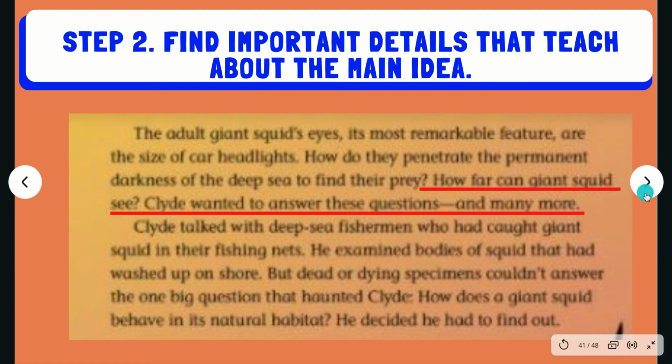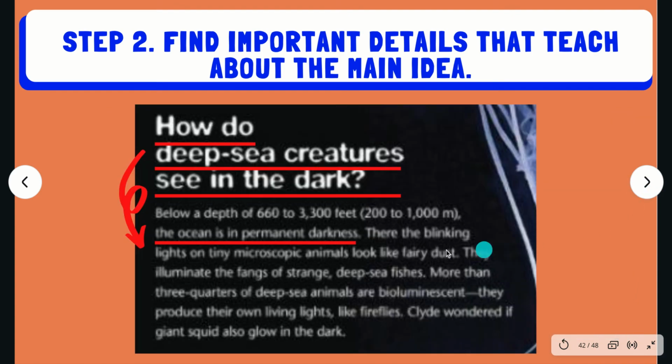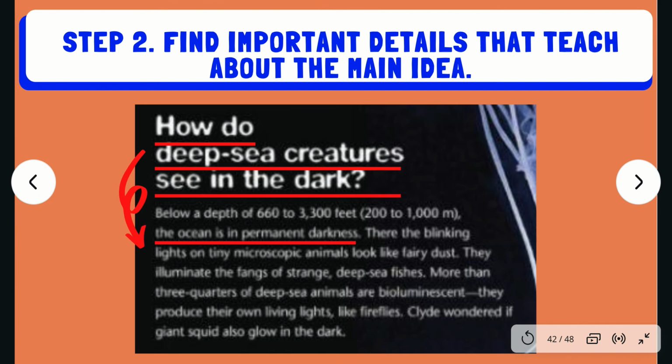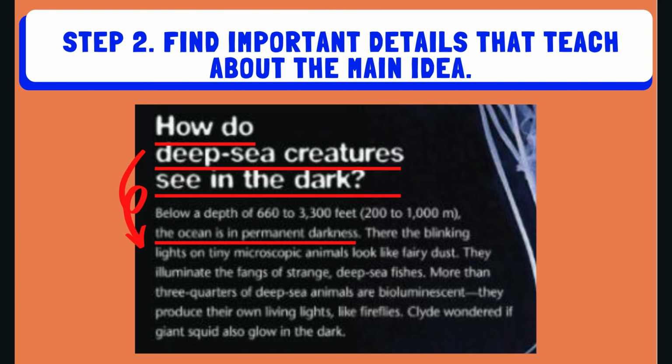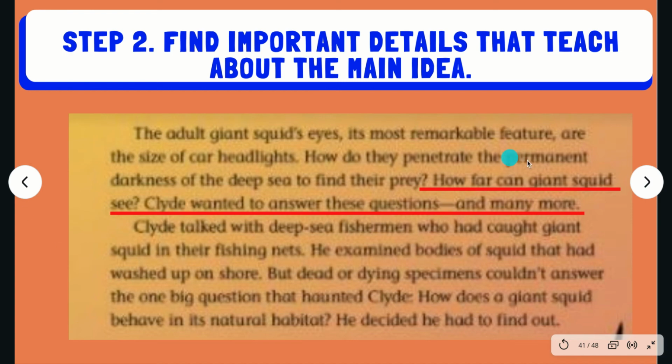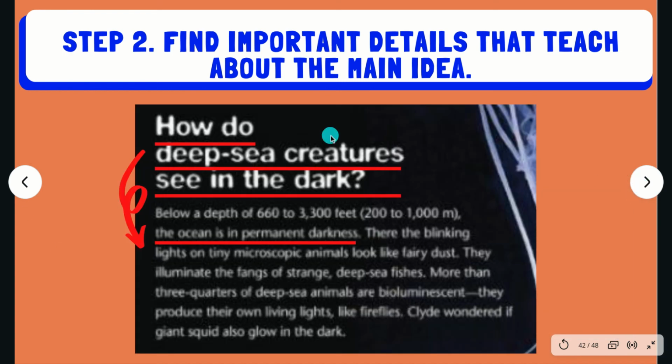Now, another key detail that teaches us about the main idea is that the ocean is permanently dark where giant squid live. We see that on page 25 when it asks us, how do deep sea creatures see in the dark? And then it tells us here that the ocean is in permanent darkness. Remember that one of the other questions from this key detail was how far giant squid can see. So both of these details are tied together to our main idea.